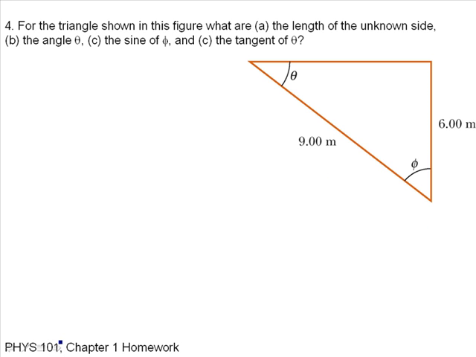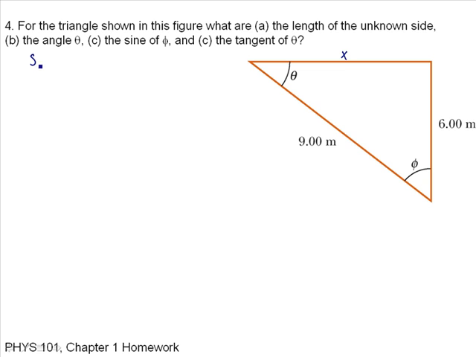Alright, for the triangle shown in this figure, what is the length of the unknown side? I want to know what is the length of that side, what is the angle theta, the sine of the angle phi, and the tangent of the angle theta. When you're working through these, and this will primarily become important when you're doing vectors, you need to remember your definitions for sine, cosine, and tangent.